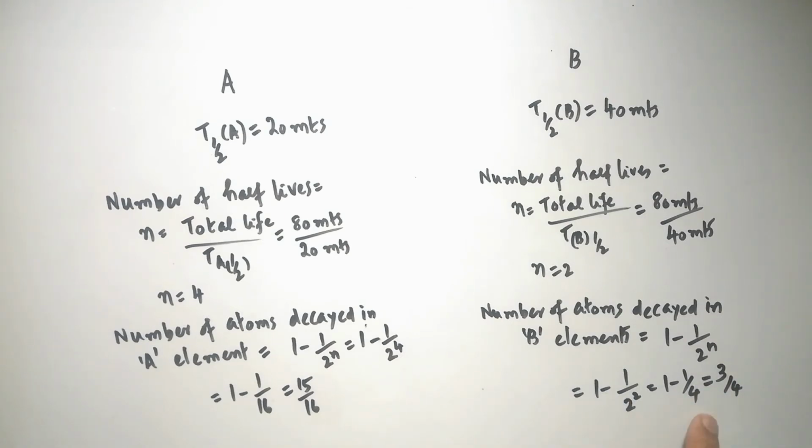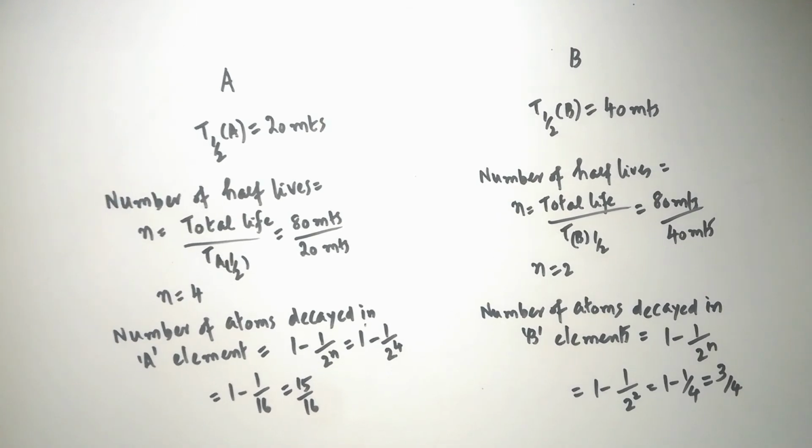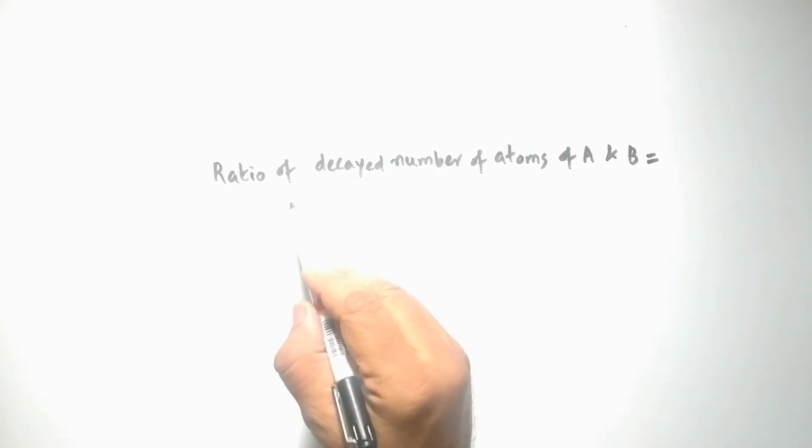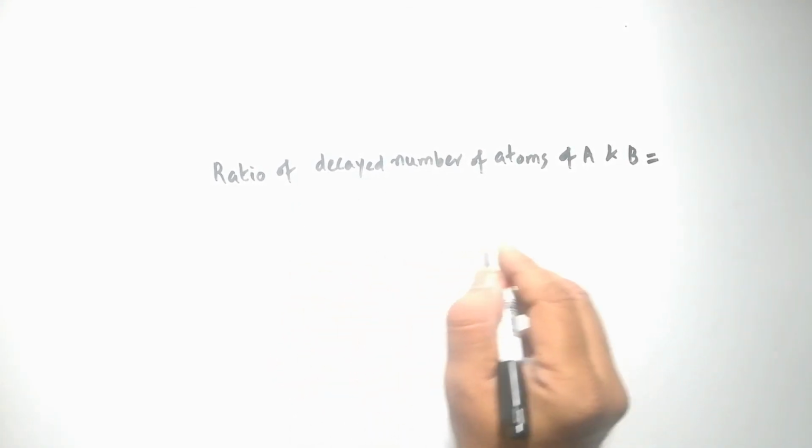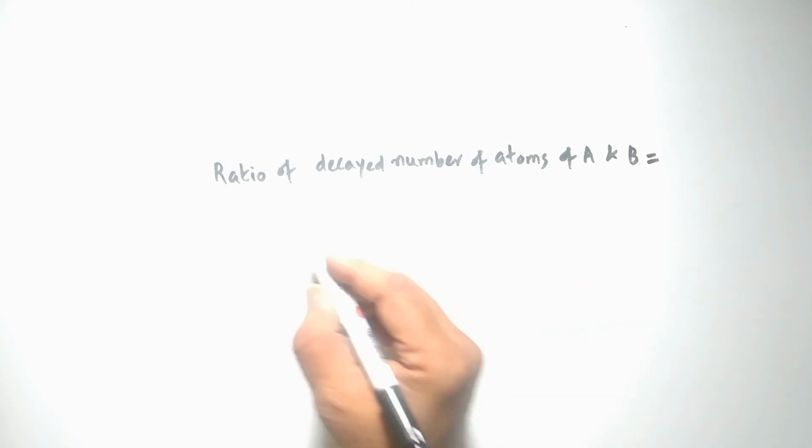By using these two answers, we are going to find out the answer which is required in the problem. What is asked? Calculate the ratio of the decayed numbers of atoms in the case of A and B nuclei. This is the thing which is to be calculated. Ratio of decayed number of atoms of A and B to be calculated.